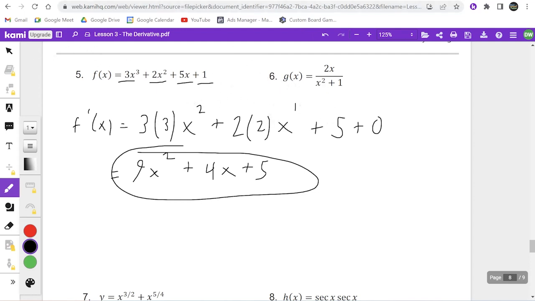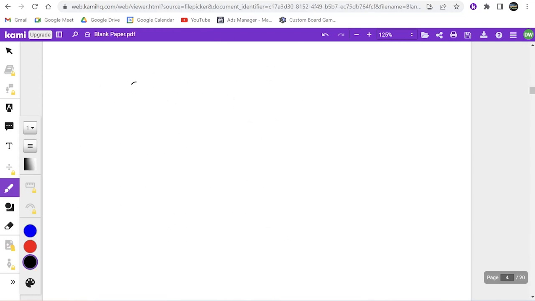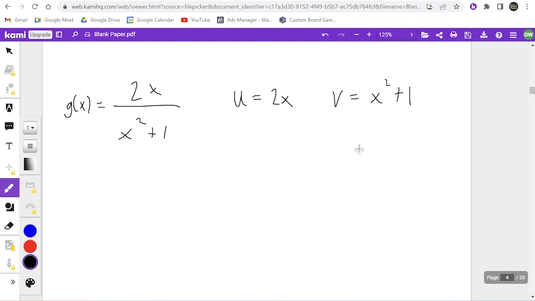I'm going to write it on a different page because I need more room. It's 2x over x squared plus 1, and it's g of x. So what rule is this? This is the quotient rule because we have division and because we have x in both the numerator and the denominator. So my u is 2x, my numerator. V is my denominator, x squared plus 1.